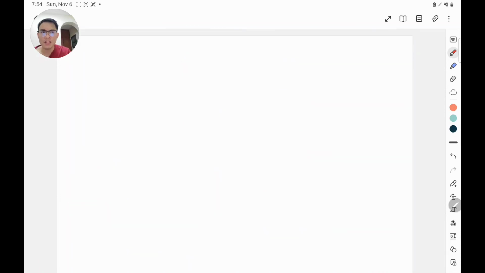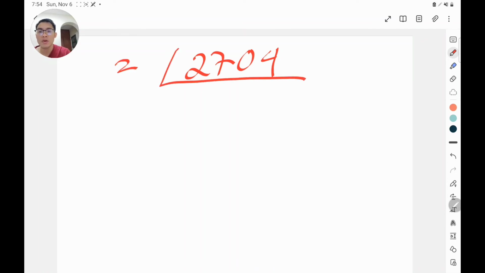Now let's try a bigger number here. We have 2704. Okay, this will be our final example. The first thing that we need to do to find the square root of 2704 is to divide it by the smallest prime number that we can think of. And since 2704 is an even number, the smallest prime number we can think of is 2. So divide this by 2.